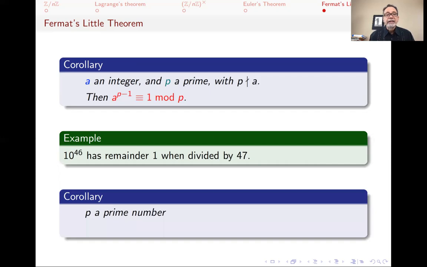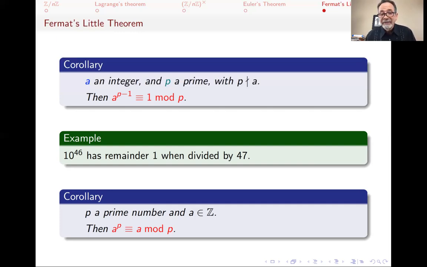There's another way of writing Fermat's little theorem. If you don't like the condition that p doesn't divide a, then you say if p is a prime number and a is any integer, then a to the p is congruent to a mod p. And you prove that by doing two cases. Either p divides a or p doesn't divide a. If p divides a, then a to the p is divisible by p and a is divisible by p. So the remainder of both of them is 0 when you divide by p. So a to the p is certainly congruent to a mod p.